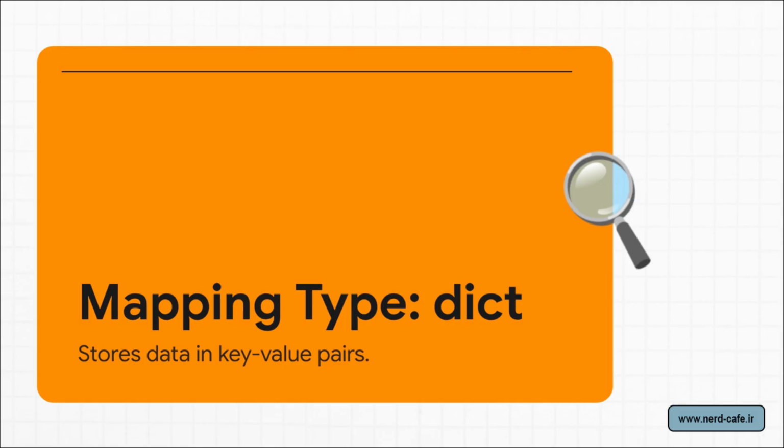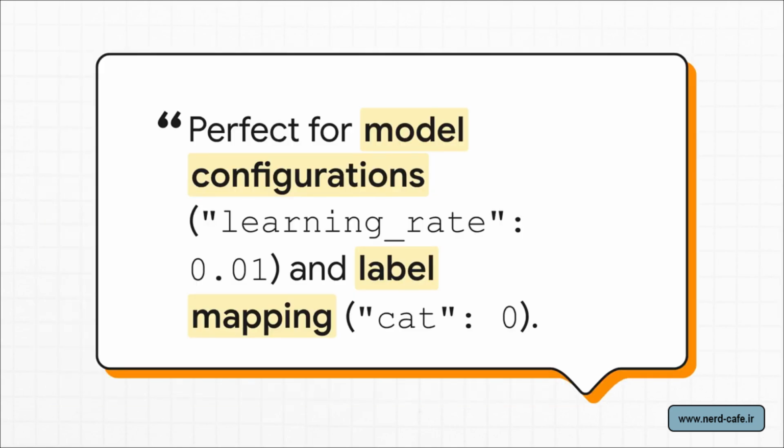Now for my personal favorite for keeping things organized, the dictionary, or dict. Instead of just a sequence of items, a dictionary stores data in pairs, a key and a value. It's like giving every piece of your data its own little name tag, which makes looking things up incredibly fast and easy. And in machine learning, this structure is a total game changer. Need to keep track of your model's settings, like the learning rate or a batch size? A dictionary is perfect for that. And remember how we needed to turn cat into a number? A dictionary is the ideal tool for creating that map, to explicitly say cat is 0 and dog is 1.